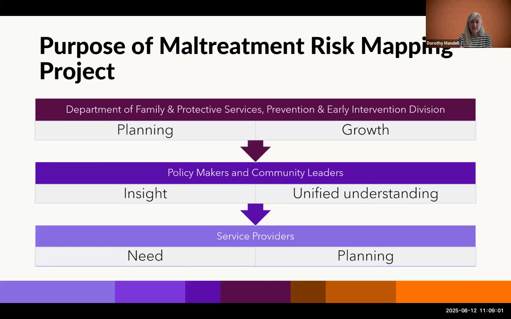The point that we wanted to do with the risk maps is to give some understanding of insight and also to bring people together in a unified understanding of risk within their communities. So this unified understanding that can happen at the policy level and the community level can filter down into the service level of what you guys are doing. So this not only understands the need of a community that you're serving, but it also helps you understand how to plan for what you need to provide to the people in those communities that you serve.